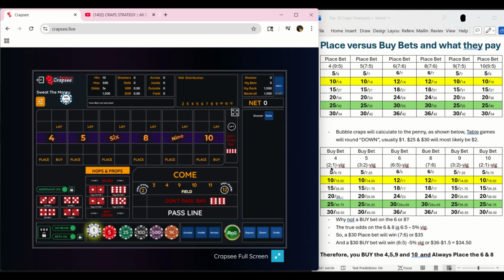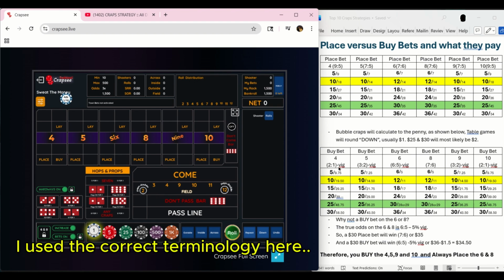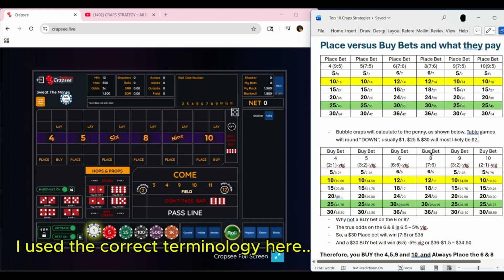Okay. Let's look at the buy bet. If you buy the 4, those use the true odds. The true odds on the 4 and the 10 are 2 to 1 minus your vig. Your true odds on a buy bet on the 5 and the 9 is 3 to 2 minus the vig. And even though you can't really do this, your true odds on a buy bet on the 6 and the 8, I got to fix that typo there, is 6 to 5 minus the vig.